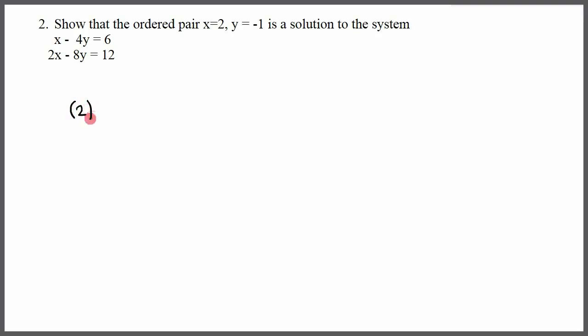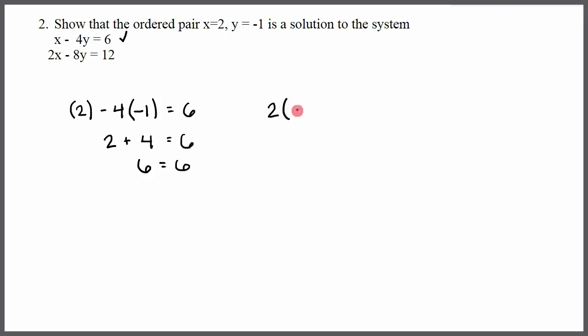So we get 2 minus 4 times negative 1, and see if it equals 6. Simplifying this, we get 2 plus 4, which is equal to 6. So our first equation checks out. Now we test it with our second equation.